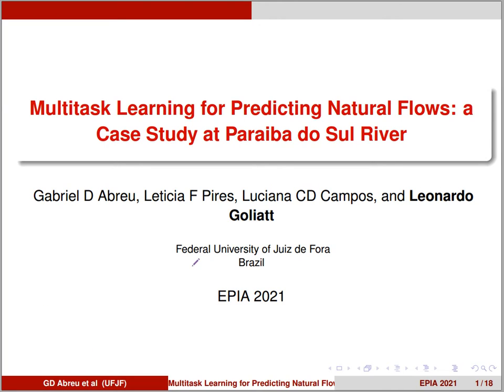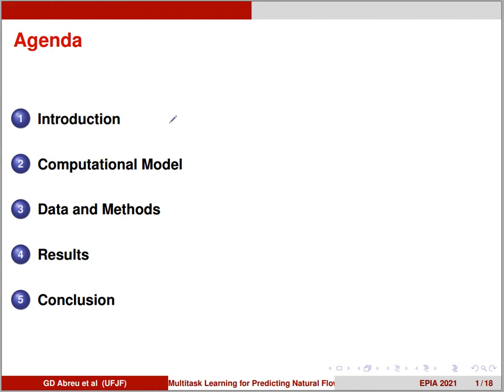Hello everyone, my name is Leonardo and I'm going to present the results of our study entitled Multitask Learning for Predicting Natural Flows, a case study of the Paraíba do Sul River in Brazil. This is our agenda: an introduction, the computational model, data, methods, results, and finally the conclusion.